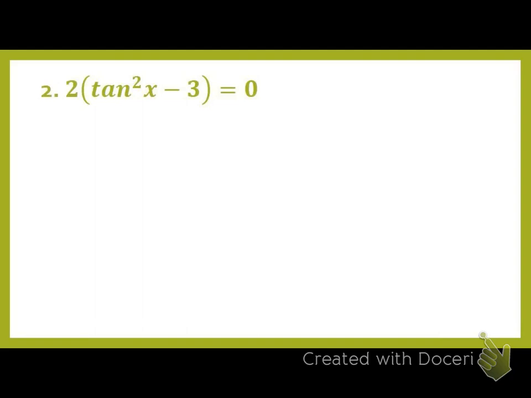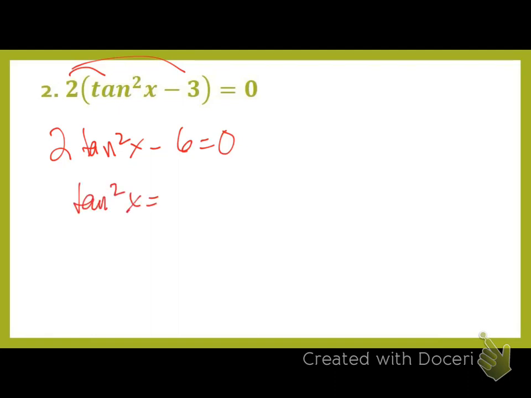The only tangent that I see that I want to try to get by itself is being squared. So just work on getting tangent squared by itself and square root both sides. Probably the first thing we're going to want to do is distribute that too. So let's go ahead and do that. And then we're going to add 6 and divide by 2, which I'm just going to do all in one step to get tangent squared of x equals 3. Then we square root. We get tangent of x equals, don't forget your plus or minus, radical 3.